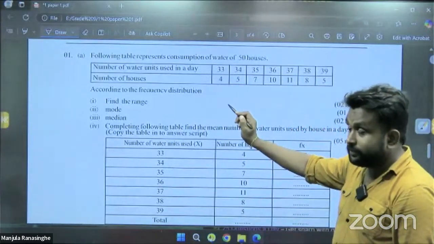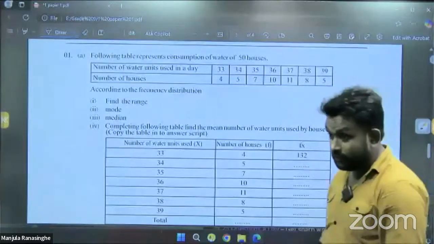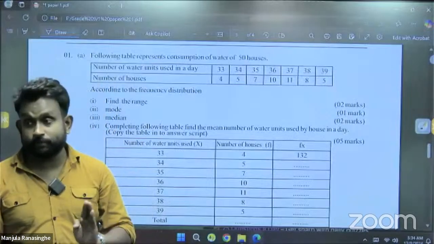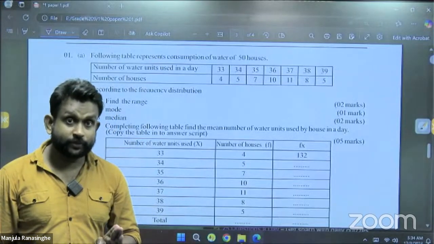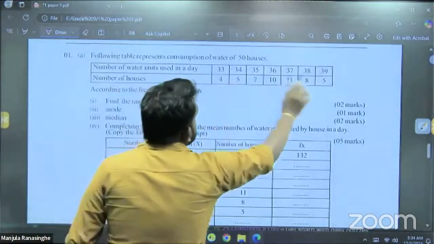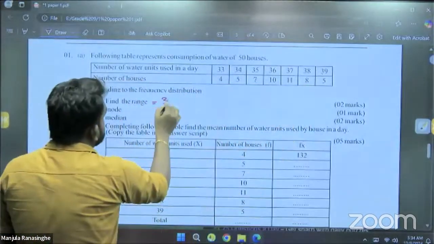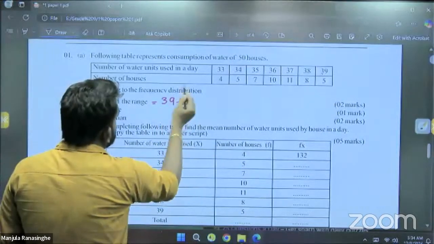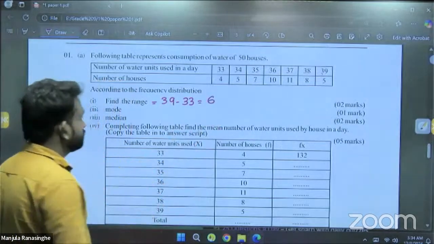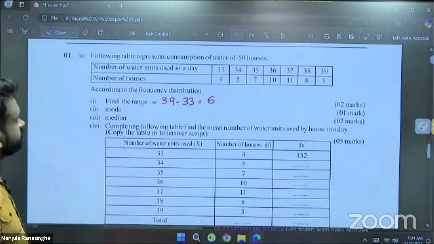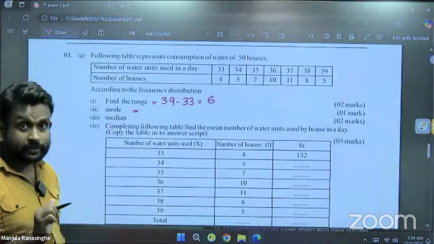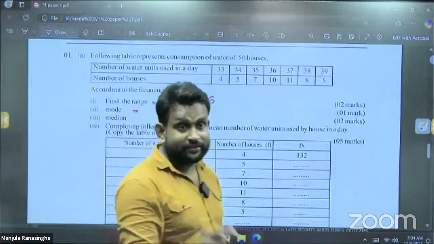According to the frequency distribution, find the range. So we learned the range is the highest data subtract the lowest data. What is the highest data here? Highest data is 39, subtract the lowest data, 33. Then that gives you 6. So that is the range. Then mod. Tell me what is the mod?